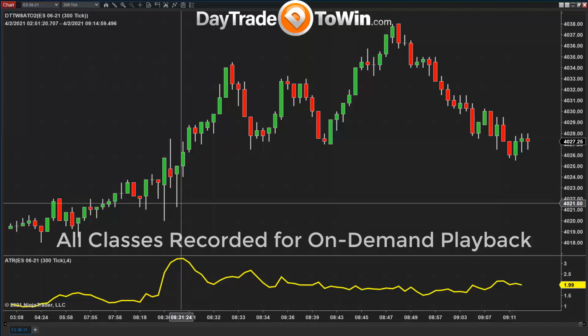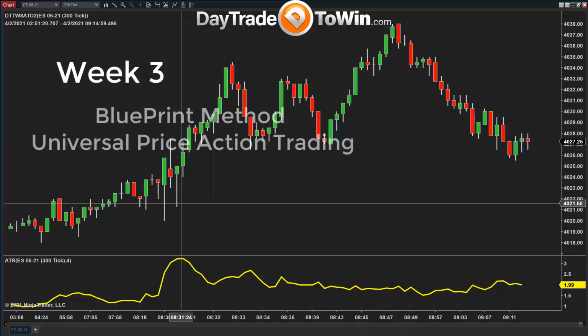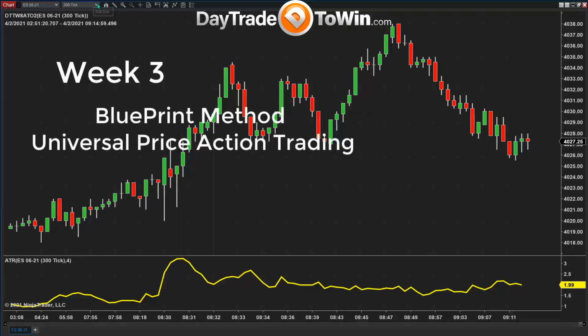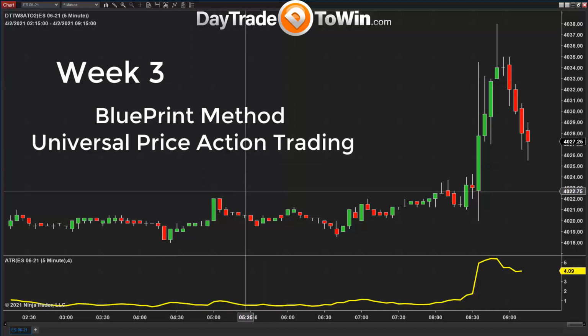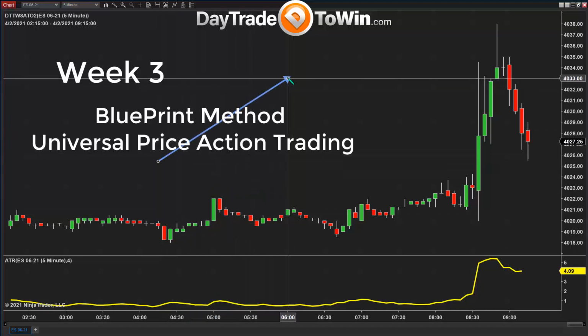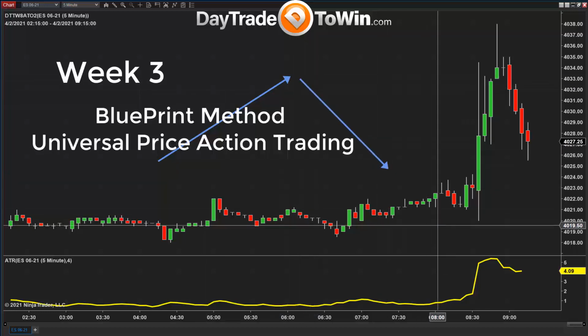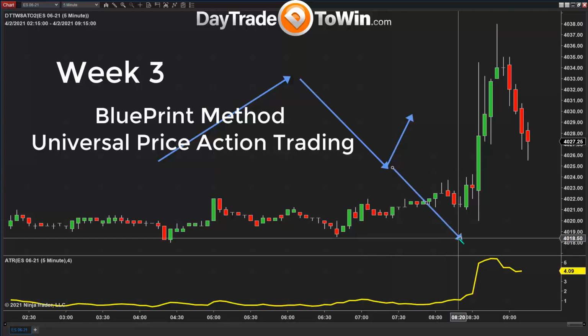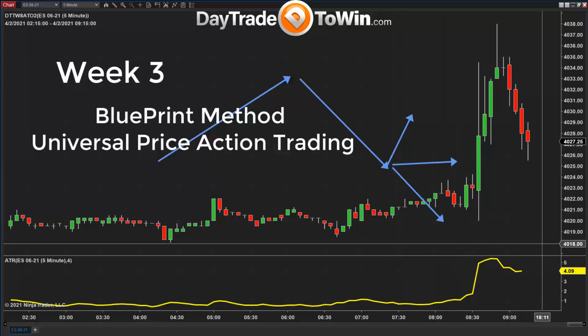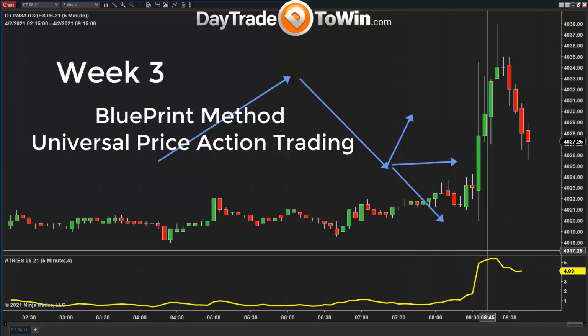The third week discusses something called the blueprint. And the blueprint method, if you take a look here at a 5-minute chart, looks at whether the market is first in a trend up or a trend down, and then looks to see whether or not we can do something with that trend, whether the market reverses, whether the market continues, or whether the market goes flat. This is what the blueprint method is all about.